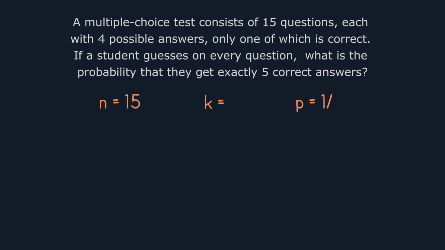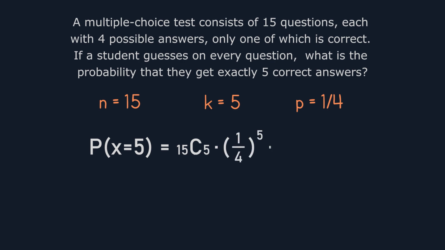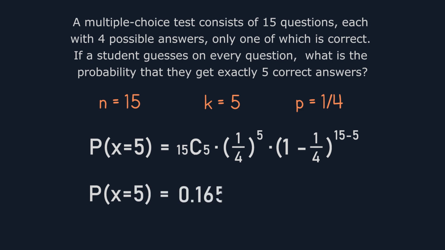Now, plugging in the numbers, the probability of getting exactly 5 correct answers is equal to the combination of 15 choose 5 multiplied by 1/4 raised to the power of 5 multiplied by 1 minus 1/4 raised to the power of 15 minus 5. And all of this is equal to 0.165, or 16.5%.